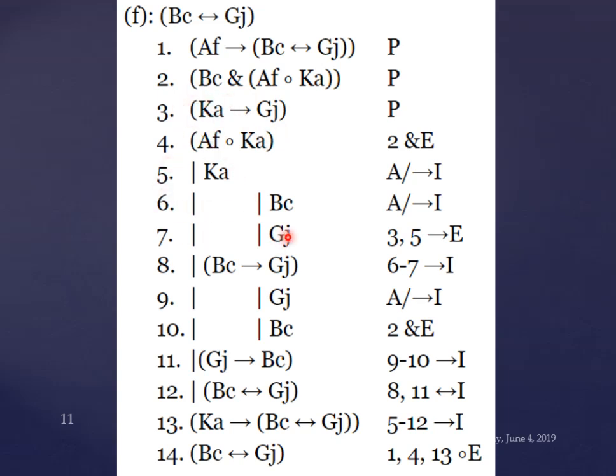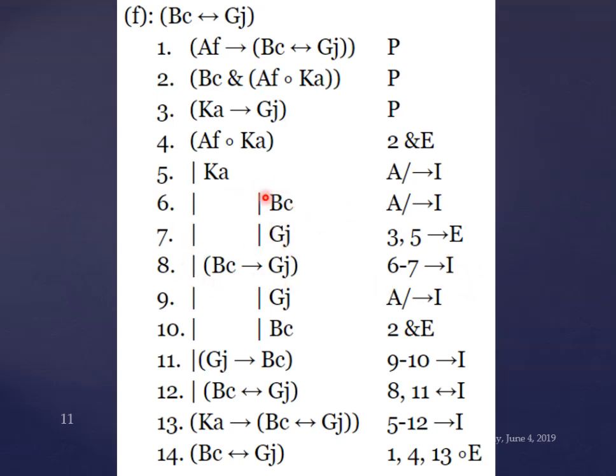Okay, so I get that, and now I have BC arrow GJ, and I got a virus detection software notice. No threat. Okay, thanks. All right, sorry for the distraction there.